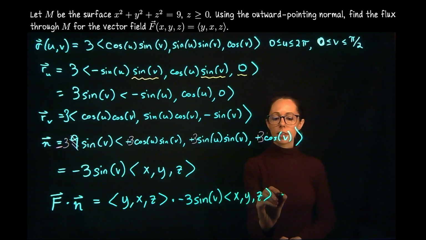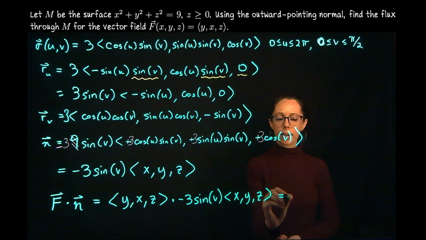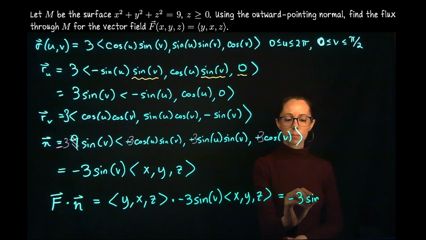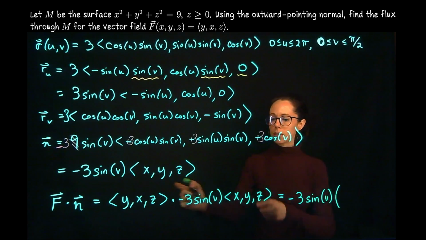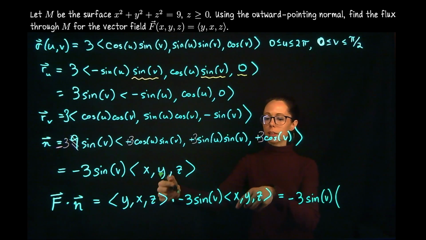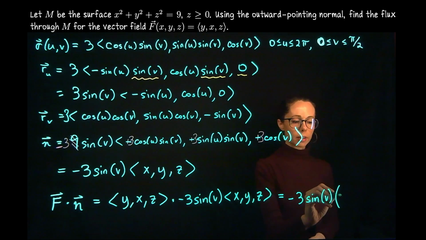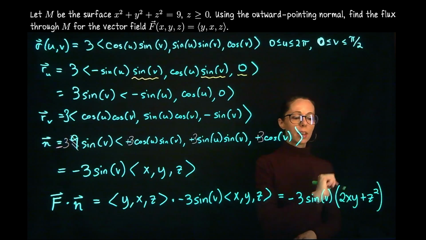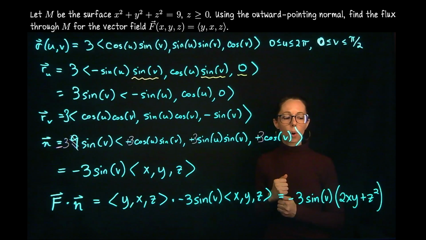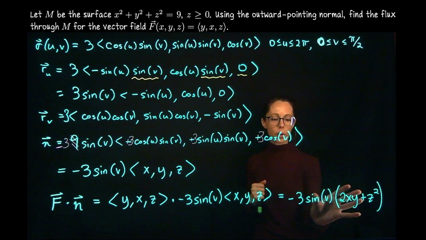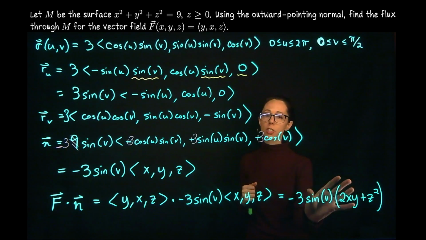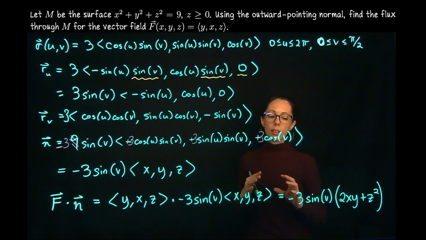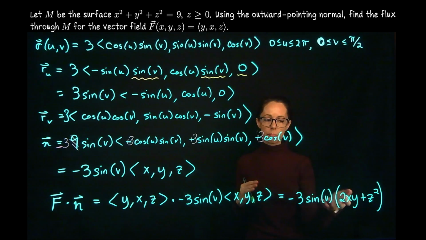Okay, so this doesn't seem too exciting at the moment, but I'm going to write negative 3 sine of v times xy plus xy is 2xy, then plus z squared. In a moment, I'm going to pick up with this. This is going to be the integrand that we are going to start evaluating. You can make sure you're setting it up correctly.